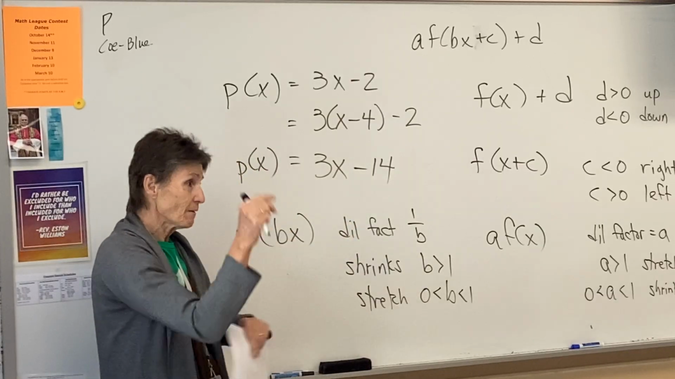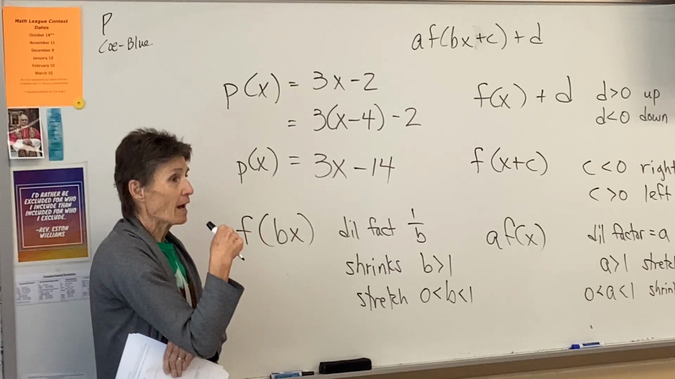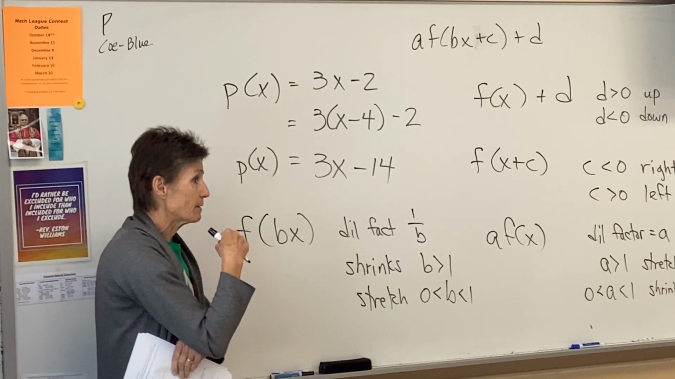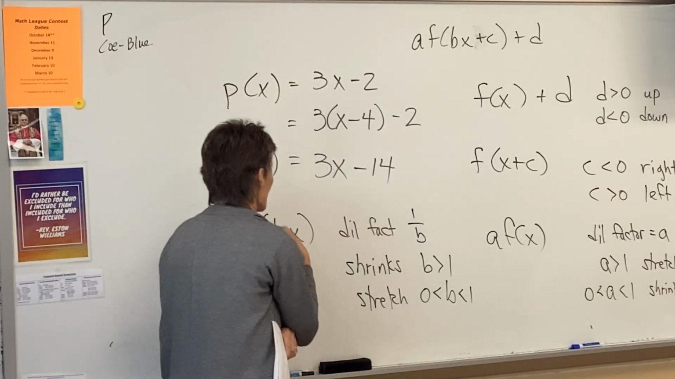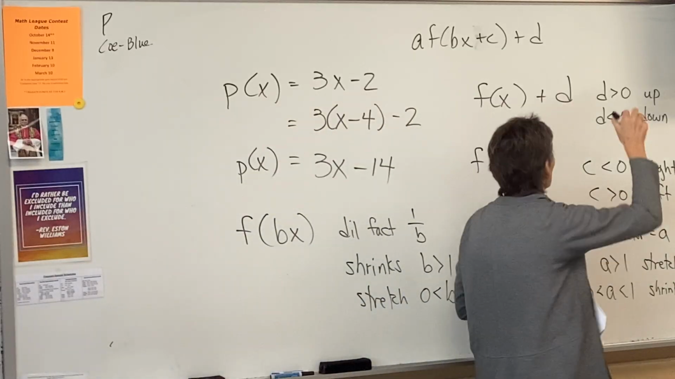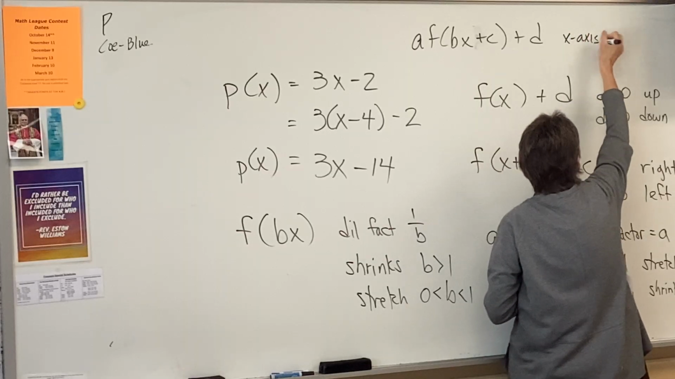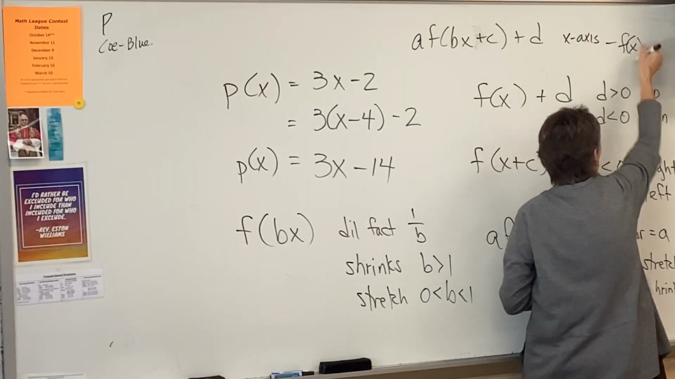Now, if I wanna do reflections, then I will have negative numbers, right? Put negatives in. So how do I accomplish a reflection over the x-axis? What does that look like? Over the x-axis would look like negative f of x.